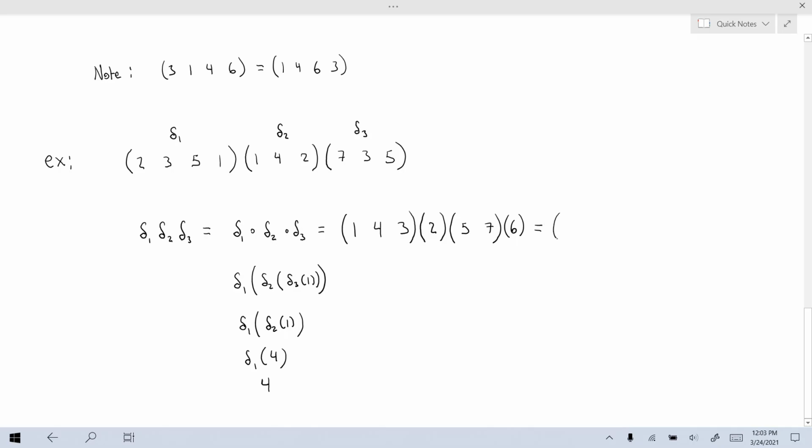And I can drop the 1 cycles that I have here, the cycles of length 1, and more simply write it like this. Okay. And then the fact that 2 and 6 are missing tells us that 2 maps to 2 and 6 maps to 6, okay? All right, so there's just a little example of how to multiply cycles together.